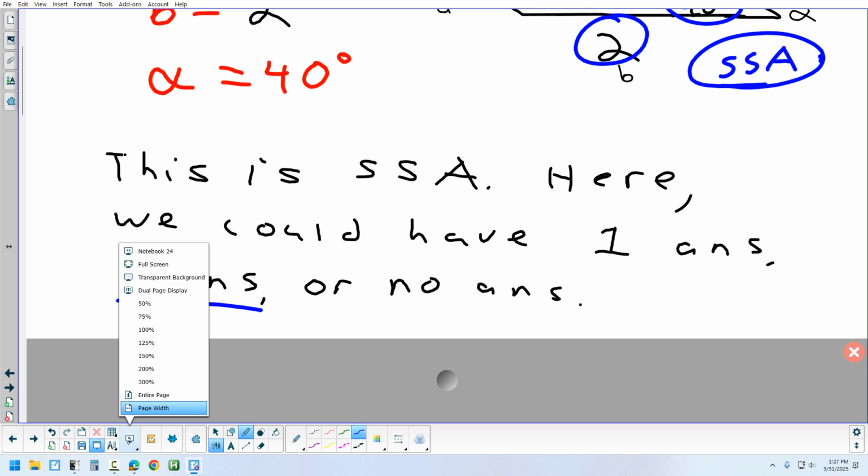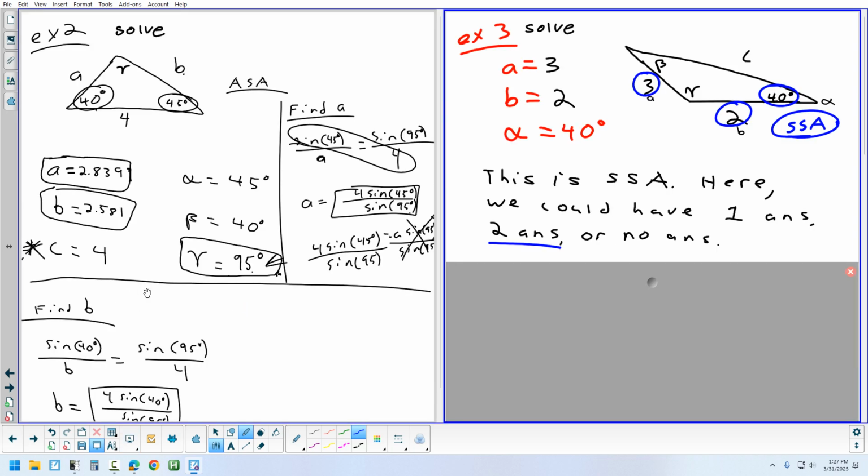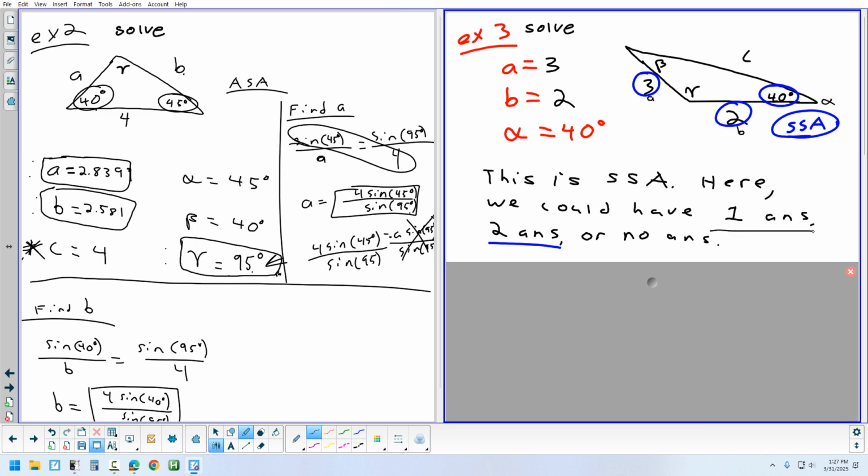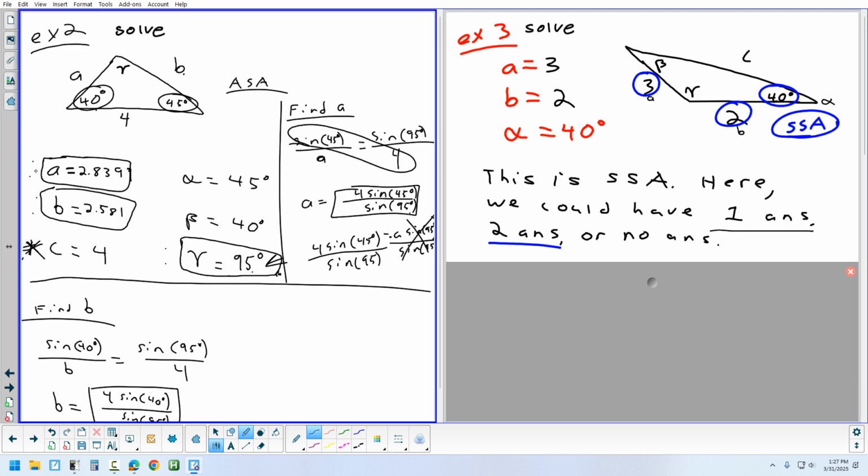What do I mean by two answers? Is it positive, negative? They'll always be positive because we're dealing with sides and angles. When I say two answers, I mean you get two answers in that box, two answers in that box, and two answers in that box. So you end up with 6 total answers. If you end up with just one answer, that's exactly what happened in the last two: one answer in each box.